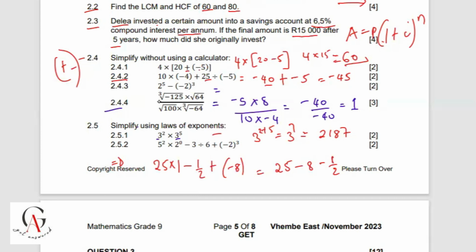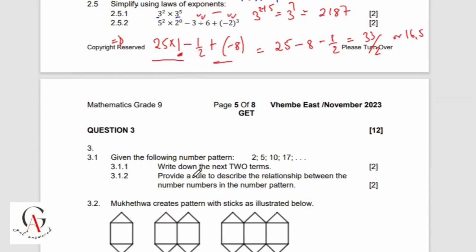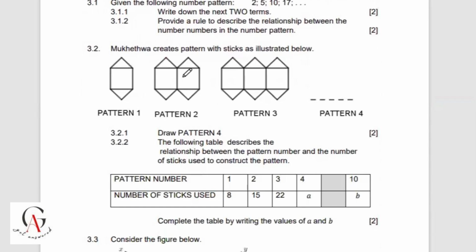Order of operations, divisions and brackets take first priority. So we know that 25 minus 8 gives us 17. But then the 17, if we subtract a half, we get 16.5, or we get 33 over 2. Whichever way you want to express it, I shall give you marks for simplifying at least this. Remember, it's just a 2-mark question. Okay, question number 3. We have number patterns.